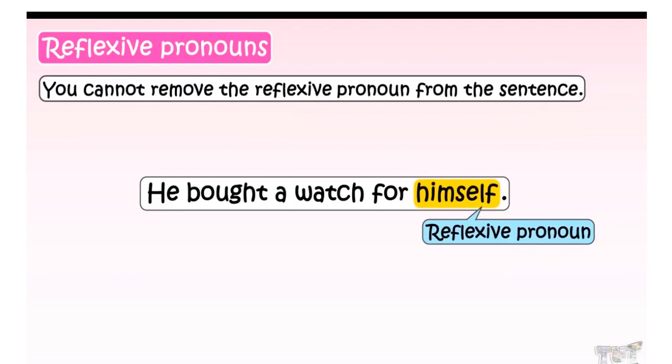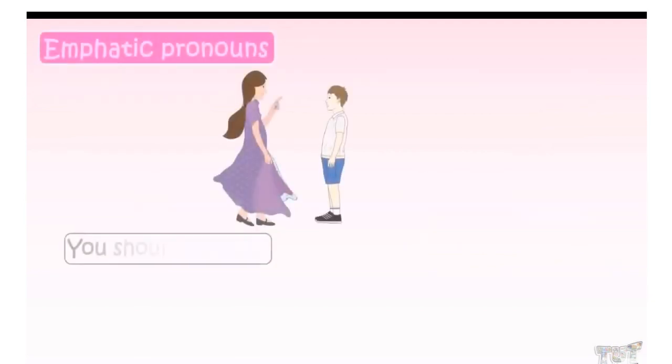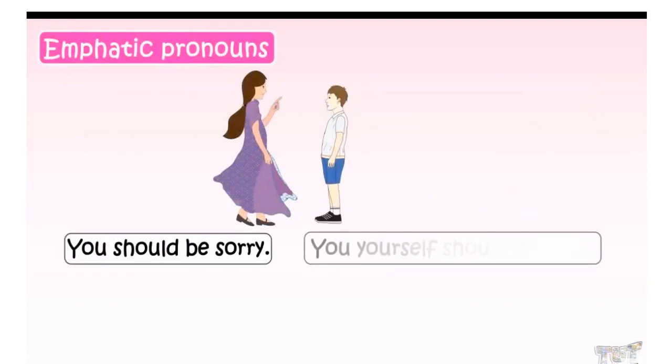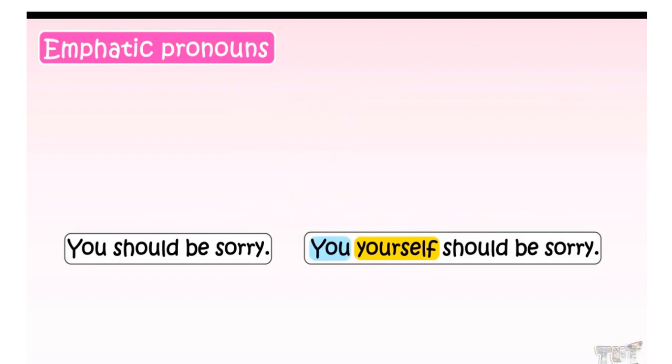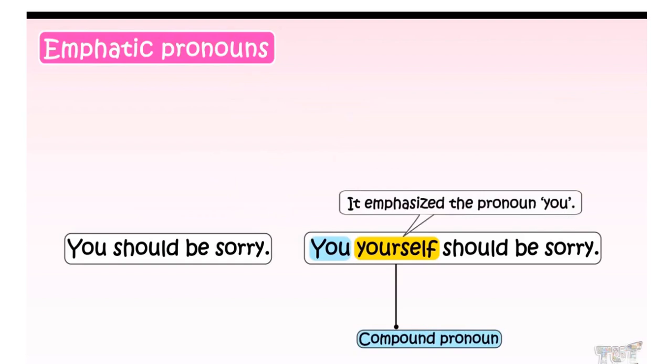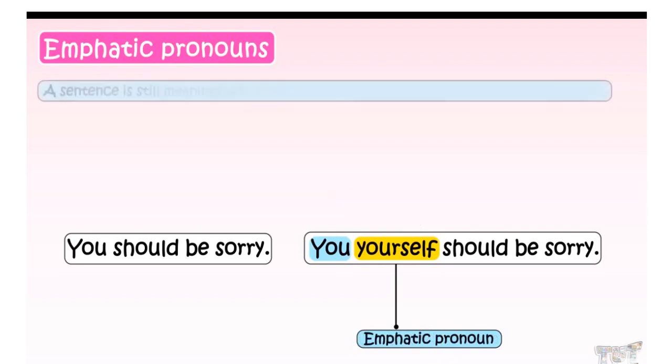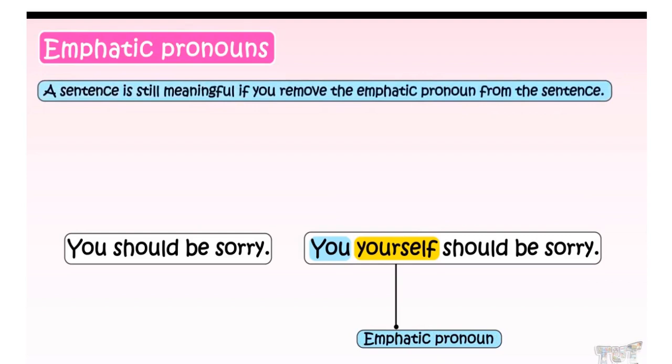You should be sorry. You yourself should be sorry. In the second sentence, the pronoun yourself laid emphasis on the pronoun you. So the compound pronoun yourself is emphasizing the pronoun you. This is why here this compound pronoun is known as an emphatic pronoun. Also, a sentence is still meaningful if you remove the emphatic pronoun from the sentence.